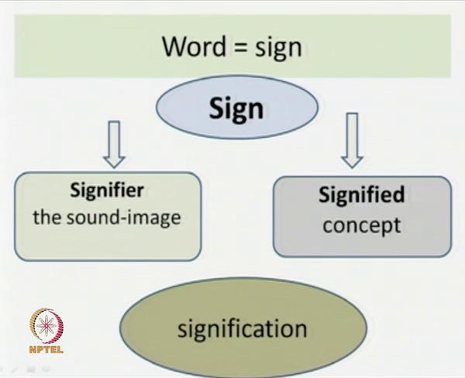Now, in this slide we are coming to a very important formulation given by the Swiss linguist, and you have heard of him, Ferdinand de Saussure. We are talking about the first decade of the 20th century. Saussure's famous work was actually published by his students and teachers, who collected his classroom lectures and compiled these into the Course in General Linguistics.